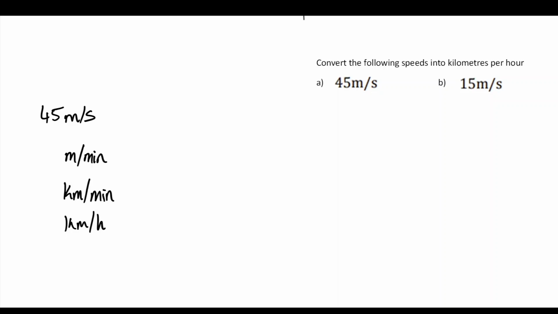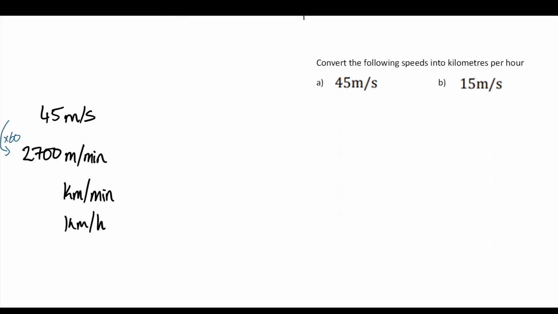If I've gone from meters per second to meters per minute, would I expect there to be more meters per second or more meters per minute? I would expect to have traveled more meters per minute. So the scale factor of seconds to minutes is multiplied by 60.